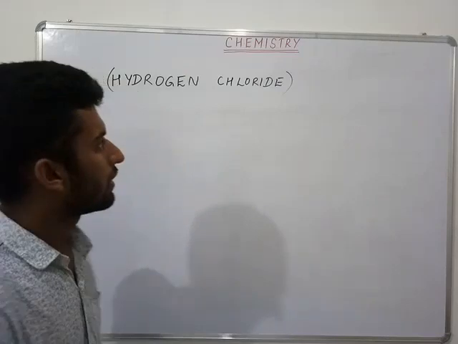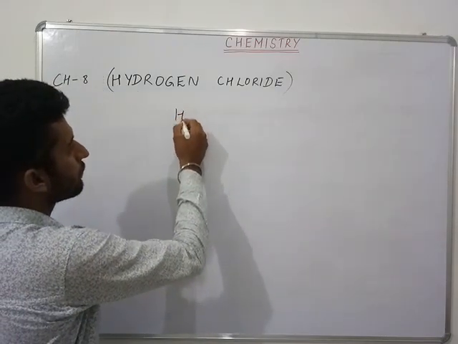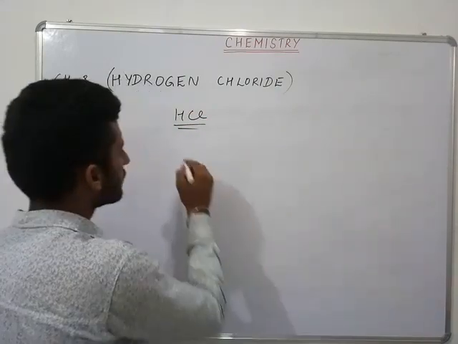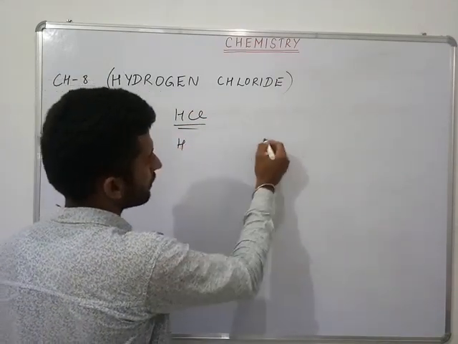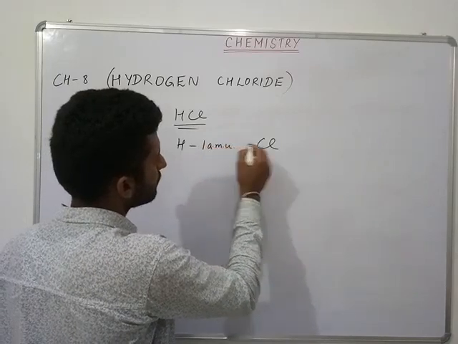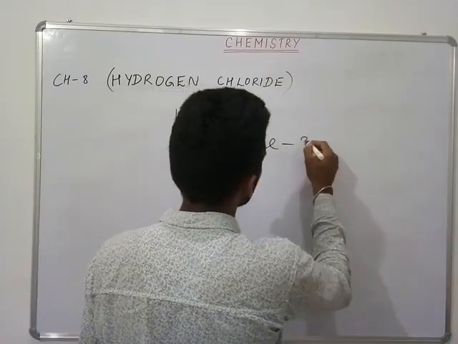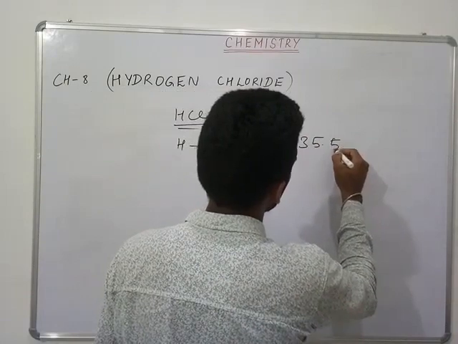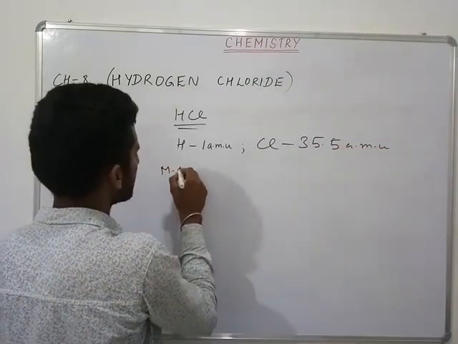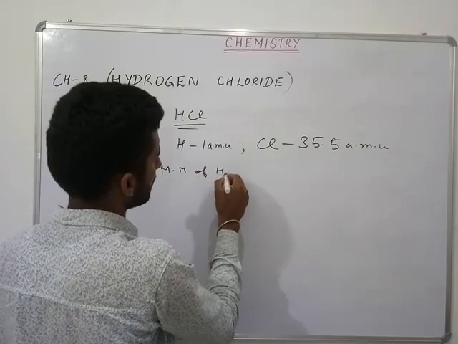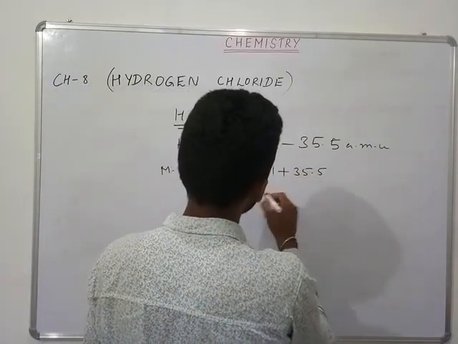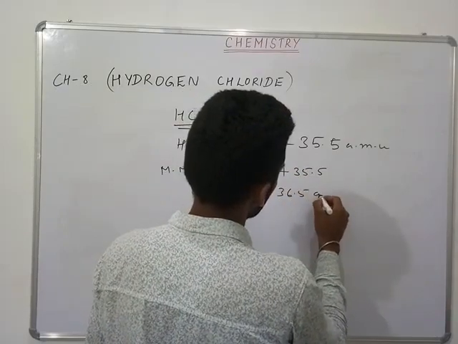As you know, hydrogen chloride has the general formula HCl. It consists of two different atoms, hydrogen and chlorine. Hydrogen has mass 1 AMU, chlorine has mass 35.5. So the molar mass of HCl is 1 plus 35.5, which is equal to 36.5 AMU.